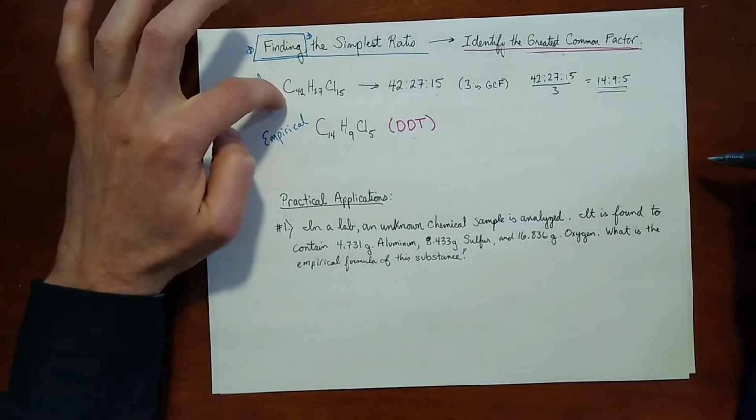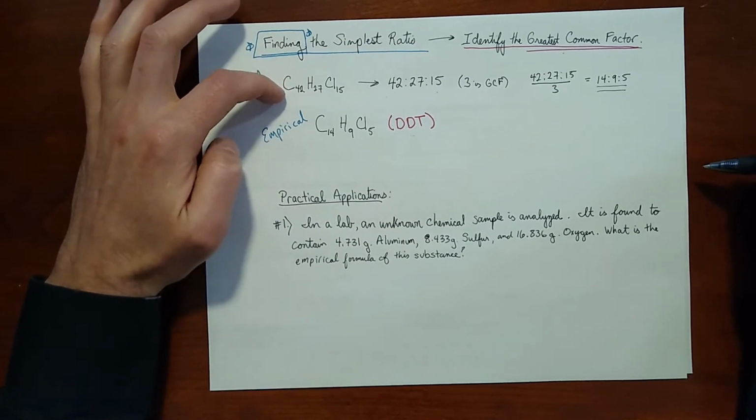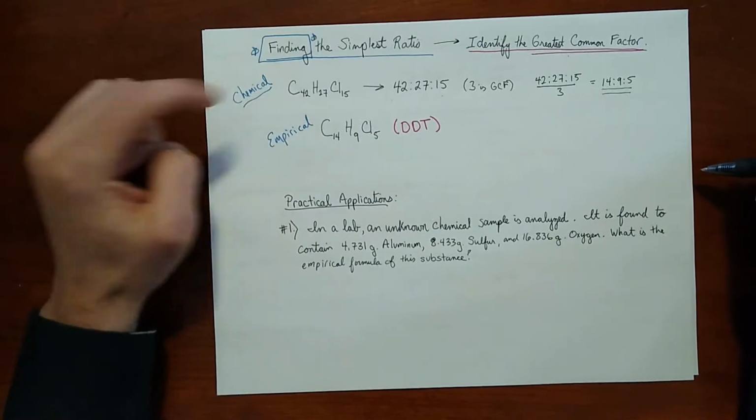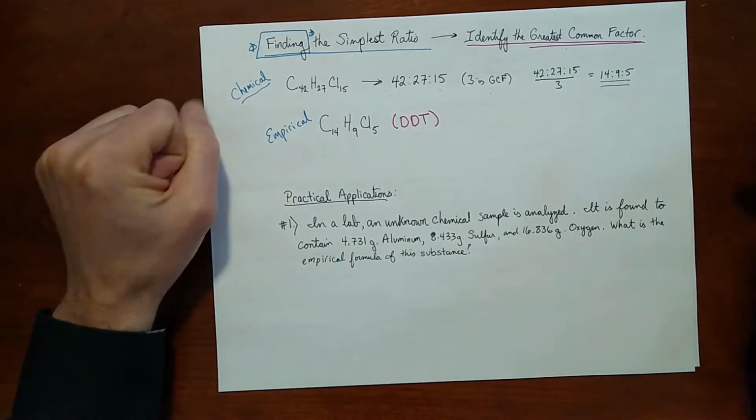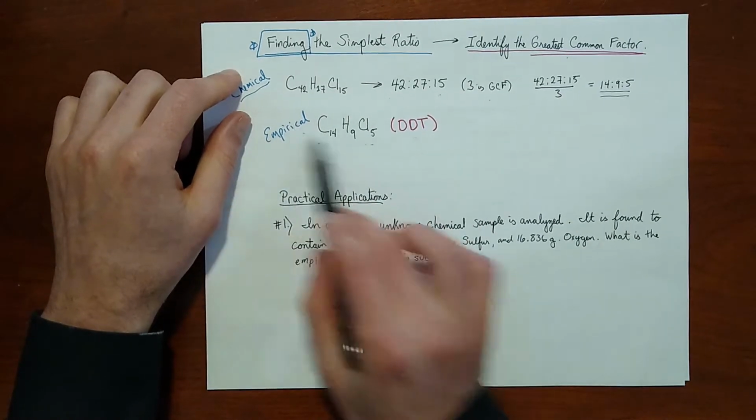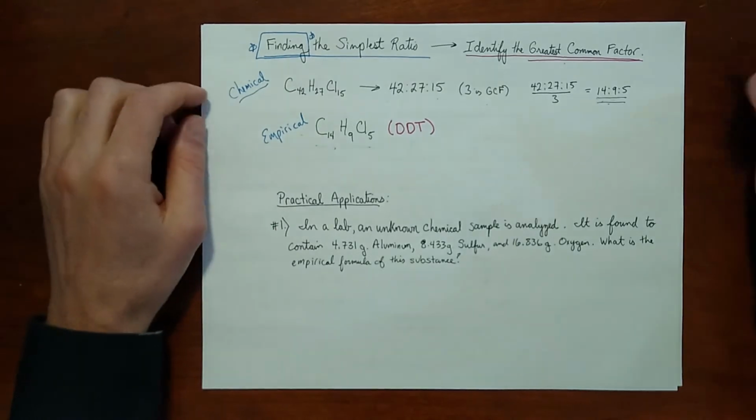So if you're given the chemical formula to start with, then finding the empirical formula is relatively simple. You just find the greatest common factor, divide all those numbers in the chemical formula by that common factor, and then express the new ratio, or the simplified ratio, to get the empirical formula.